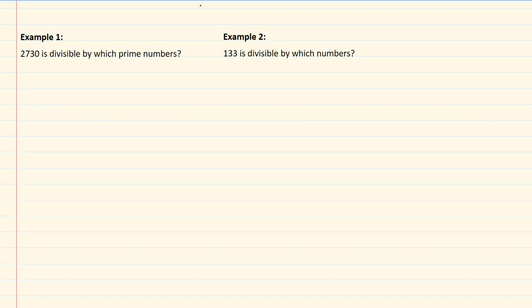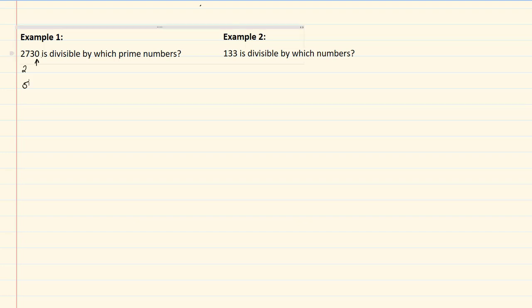In example 1, we have 2,730. Is it divisible by which prime numbers? Well, I always start with the smallest, which is 2. And I can tell that it's divisible by 2 because it ends in a 0, which is an even number. It's also going to be divisible by 5 because it ends in 0.